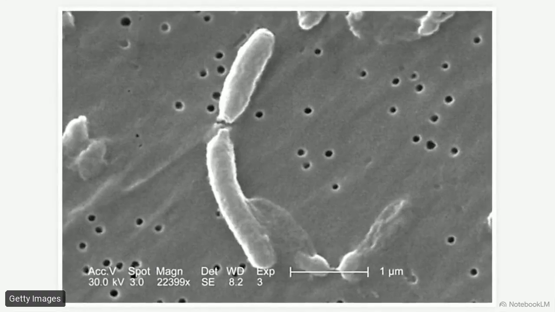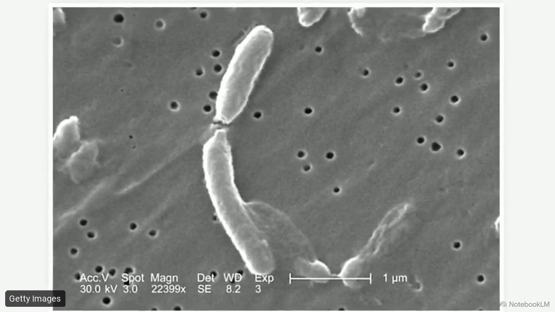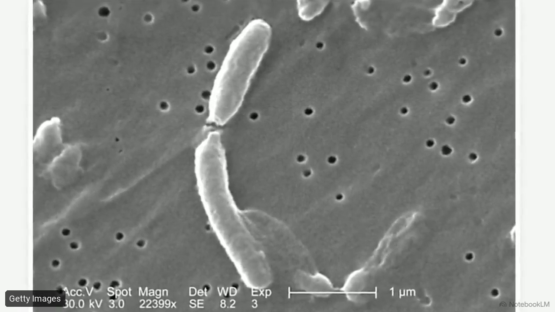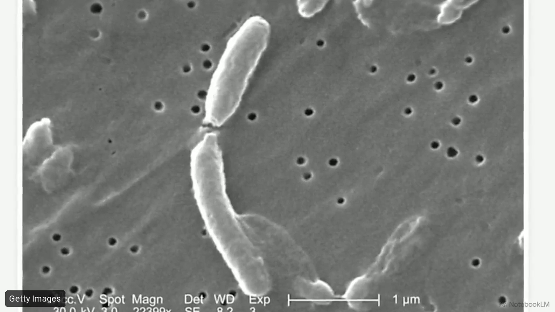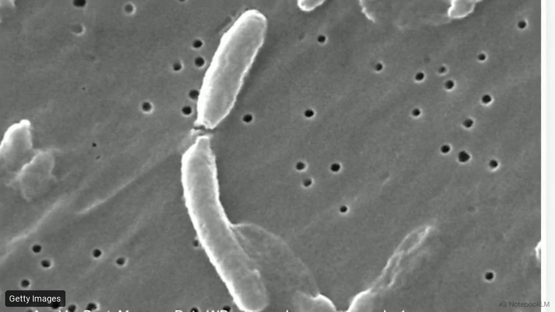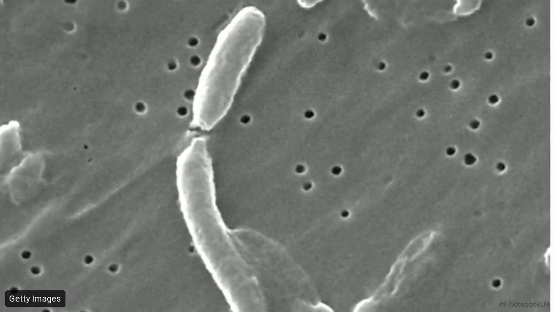This scanning electron micrograph shows the exact culprit behind this crisis, Vibrio cholerae, specifically the O1 and O139 serogroups. You can clearly see the organism's distinctive comma-shaped structure and the single polar flagellum it uses for motility.